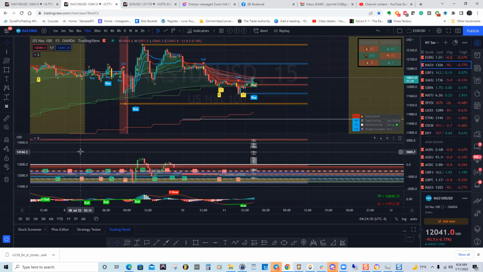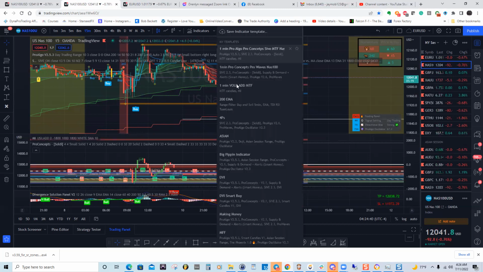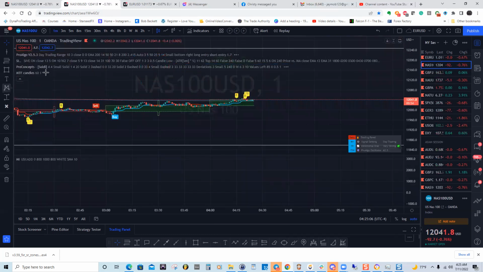Oh, this is kind of a weird thing here. Let me go back to... Sometimes the TradingView screen gets jacked up when you're trying to do stuff. It's weird. Let's see what we got here. I'm trying to find out where my other one's at. Go here for this. Here we go. Take this off.